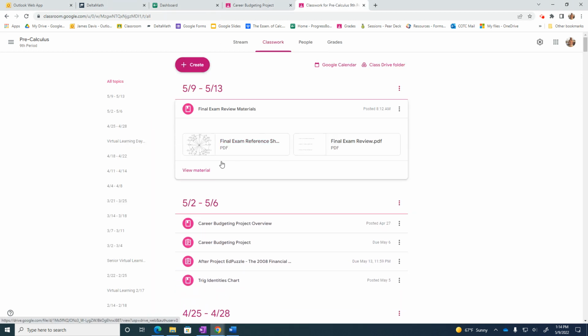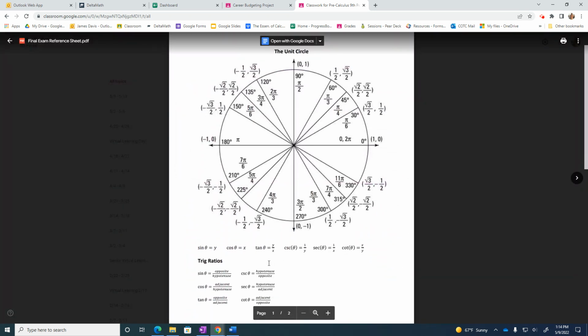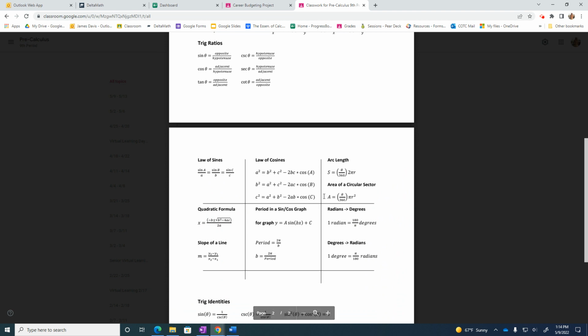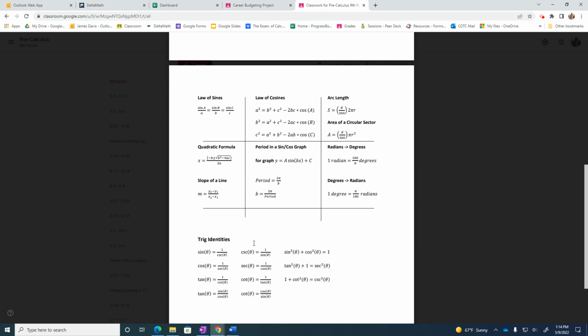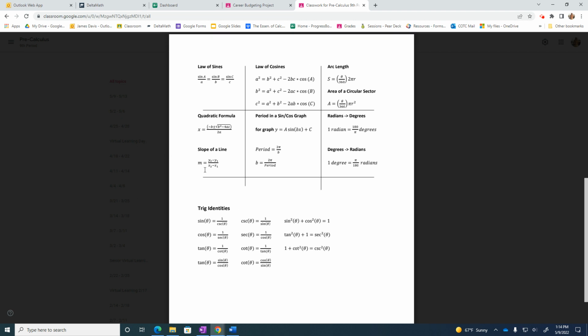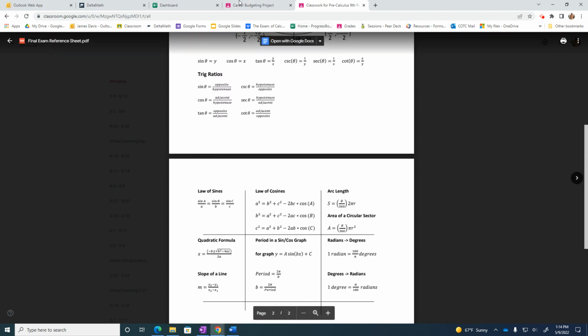This is also on there too, but the reference sheet that you're going to be given here was mostly used for the next part of the exam, which is the trigonometry part. Your unit circle, some trig ratios, law of sines, cosines, all that stuff. And then the only thing you really need to use for the function part is the quadratic formula and I suppose the slope of the line maybe. But this is all the stuff you'll be given. Here's your trig identities as well. Again, that's mostly trigonometry stuff, so we haven't really had to use any of it yet.